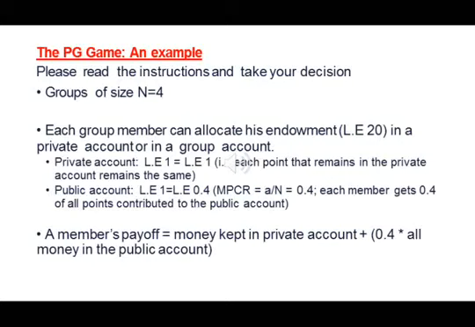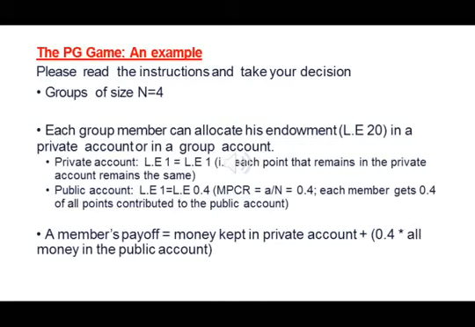So again, we give each member of the group £20 as an endowment, okay? And we tell them that you have 2 options on how you want to distribute your endowment, which is the £20, between the private account or the group account. Any pound that is left in the private account remains as it is, as a £1, i.e. each point that remains in the private account remains the same.